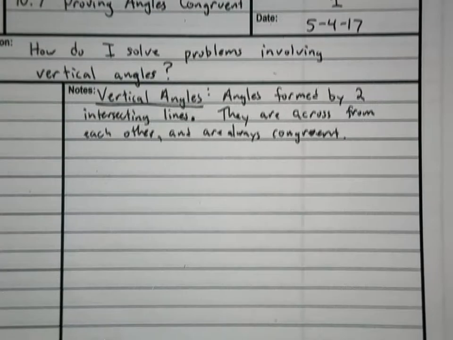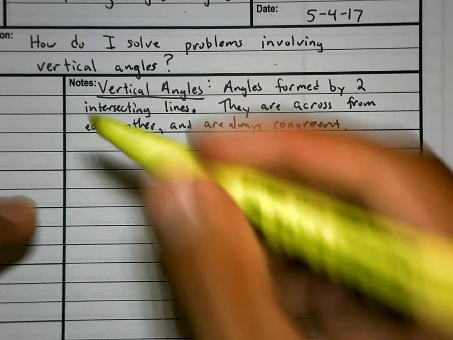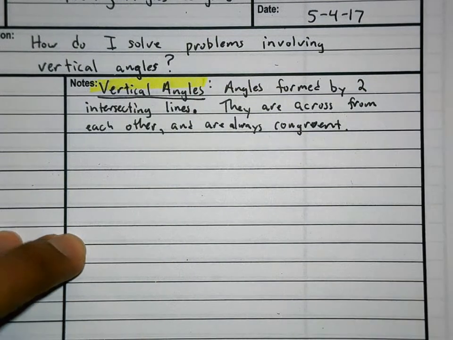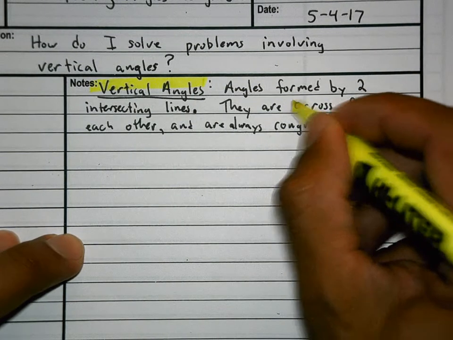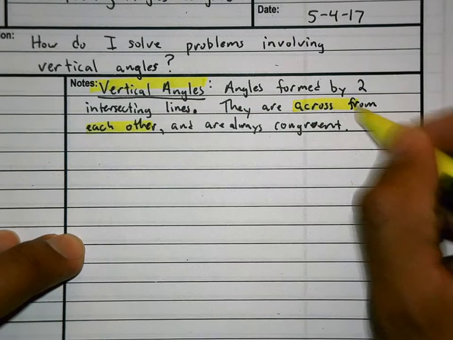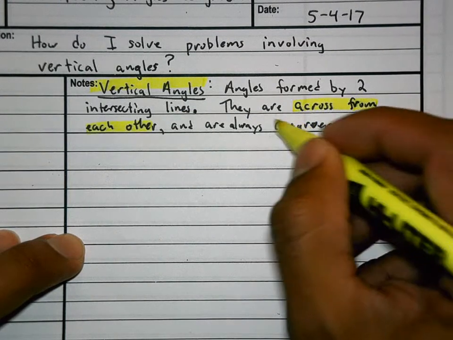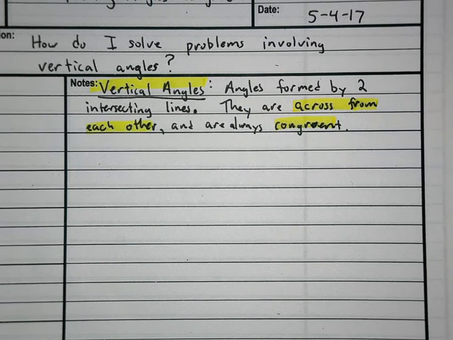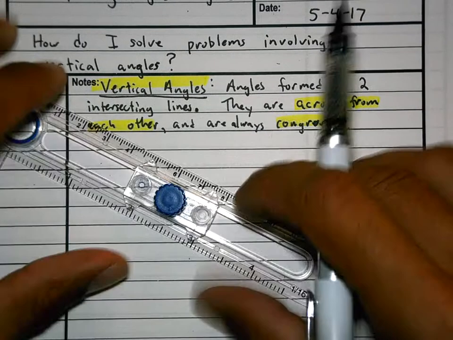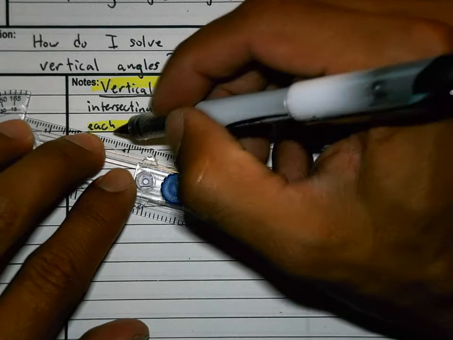Scooting this up a little bit. Vertical angles are angles formed by two intersecting lines. They are across from each other. That's important. And they are always congruent. So I'm going to underline or highlight those key words. Let me draw you a picture of what vertical angles look like. And so you can do this one very simply on yours.